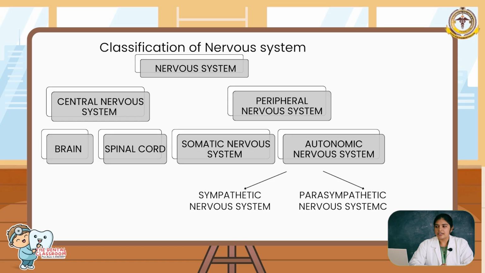First we will see the general classification of the nervous system. Our nervous system is divided into the central and the peripheral nervous system. Under the central nervous system we have the brain and spinal cord. In the peripheral nervous system we have the somatic nervous system and the autonomic nervous system. The autonomic nervous system is further classified into sympathetic and parasympathetic. So this is the general classification of the nervous system.